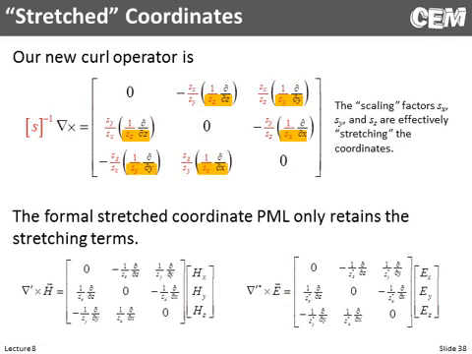So what's typically done in a stretch coordinate PML is that we retain the stretching terms, but we drop these. So this now is our new tensor for the curl operation with the stretching terms in there. A little subtlety here is we have different stretching terms for the curl of E versus the curl of H. We have a complex conjugate. So that is a stretch coordinate PML, and that is the end of this lecture.